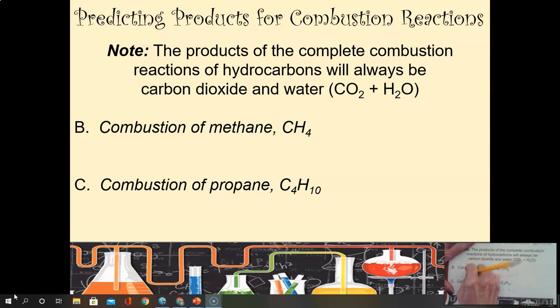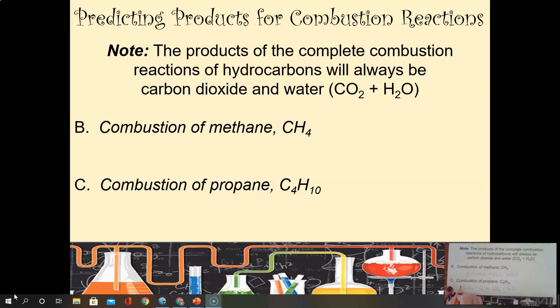2 divided by 2 would be 1. You don't have to write a 1, but you can. 4 divided by 2 would give me 2. 2 divided by 2, 1 again. And 4 divided by 2, 2. Okay, so my equation's now balanced. 1 carbon, 1 carbon. 4 hydrogen, 4 hydrogen. 4 oxygen, 2 plus 2, 4 oxygens. So let's go down here and do the propane.